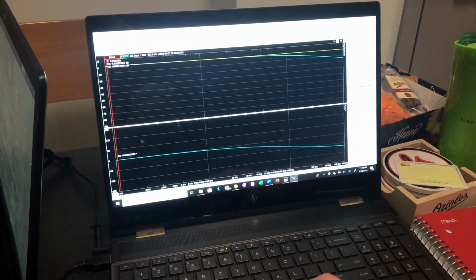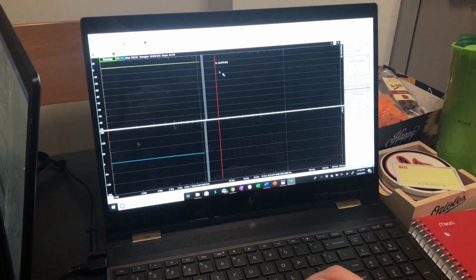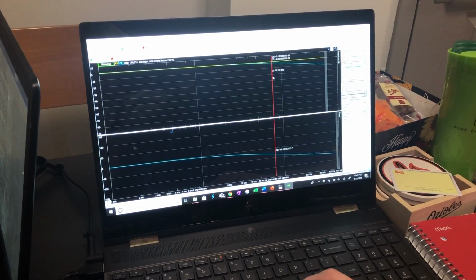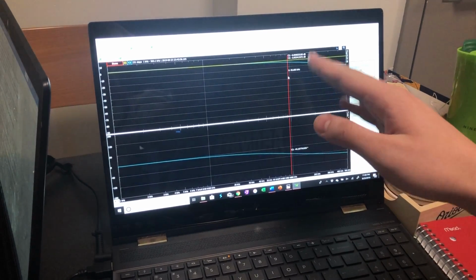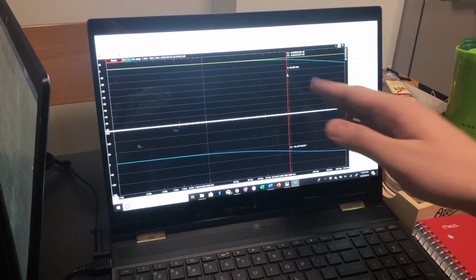And then moving to the waveforms app, if we run it real quick, you'll see that around 95 kilohertz, that's when our gain is at -3 decibels.